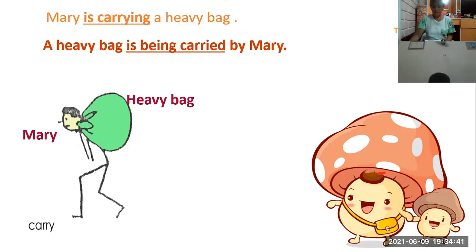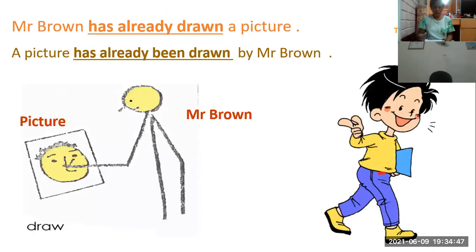Okay, next one. Look at Mr. Brown. Mr. Brown has already drawn a picture. A picture has already been drawn by Mr. Brown. This is present perfect tense. Always remember, the present perfect tense pattern is this.